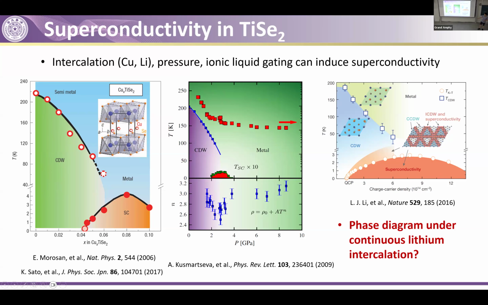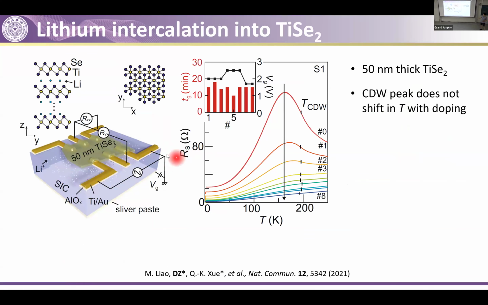Because people before used lithium, but not in a continuous way. They just used lithium to grow the synthesized material with a single lithium content. So here is our device. We exfoliate the flake, with a horizontal lateral size of about tens of micrometers and a thickness of 50 nanometers, and we put it on this substrate with the electrodes on the bottom.